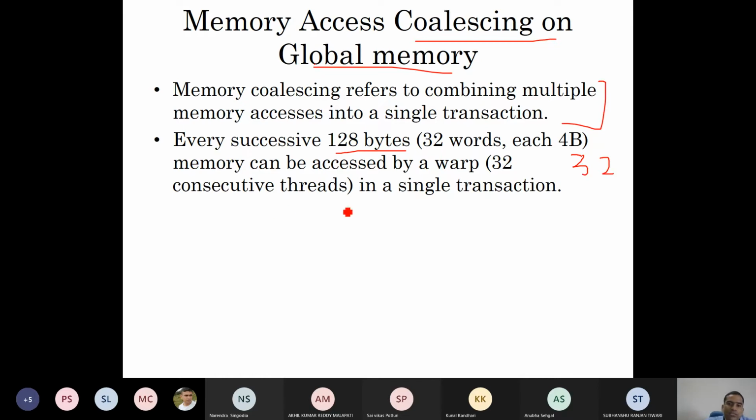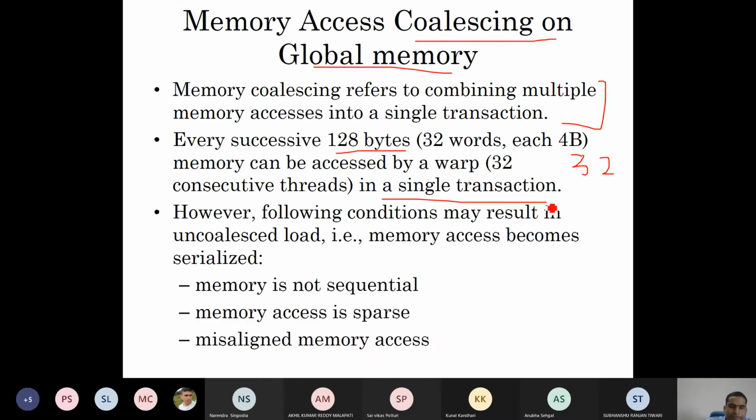So a warp has 32 consecutive threads. Each thread accesses one word. One word is 4 bytes. So one warp is accessing 128 bytes in a single transaction. But if you have the following conditions, it will result in uncoalesced load. That means memory accesses become serialized. One is when memory access is not sequential, or memory access is sparse or misaligned.